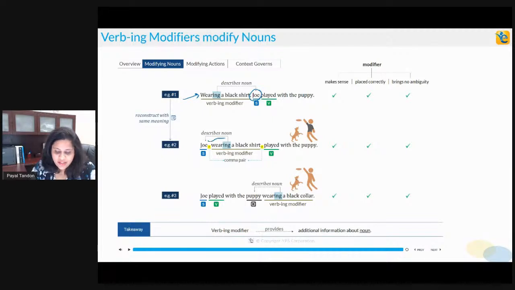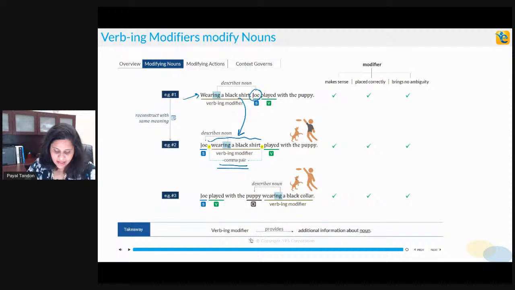Okay, likewise, Joe, wearing a black shirt. So all we have done over here is change the positioning of this modifier. We have made it appear after the subject that it modifies, and it's encapsulated within this comma pair. So no big deal. It's just showing that you don't really have to place the modifier before or necessarily after the subject. It can be placed anywhere in close proximity of the modified entity.